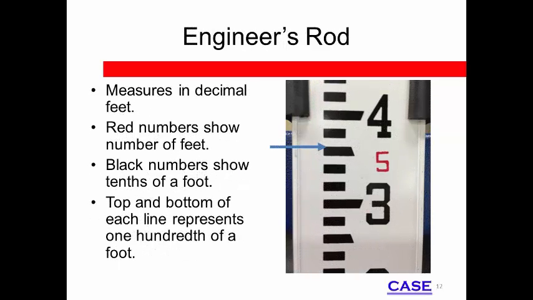Surveyors and engineers use the engineer's rod. The number of feet are red in color, and the tenths have graduated marks by a number in black. Smaller graduated marks represent hundredths of a foot. Read the engineer's rod in tenths and hundredths of a foot. The rod reading by the blue arrow is 5.36 feet.